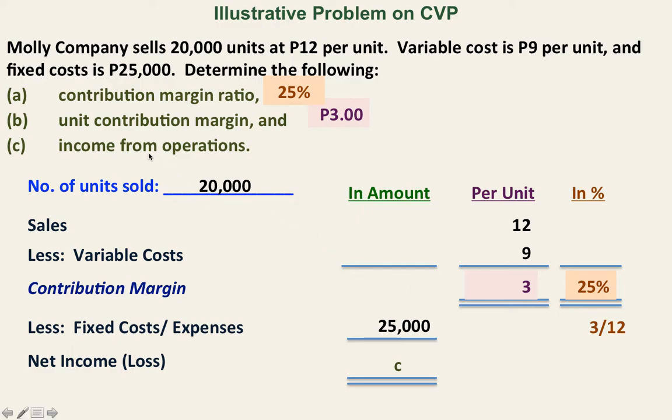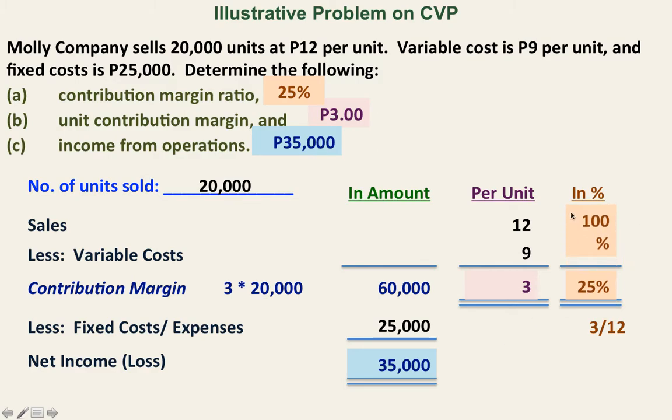And now income from operations. Here, class, you know that your contribution margin per unit is 3, and you know that the units sold is 20,000. So you can just multiply 20,000 by 3 to get your contribution margin. Based on this, 60,000 minus 25,000, you have 35,000, and you can already answer letter C in the amount of 35,000. You don't have to get this anymore because this is not required. However, if it is required, then you have to fill it up, class.